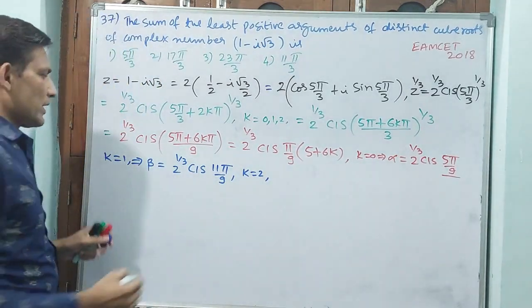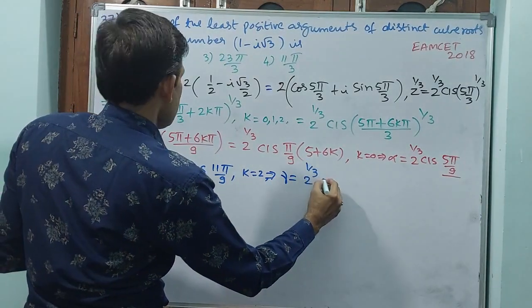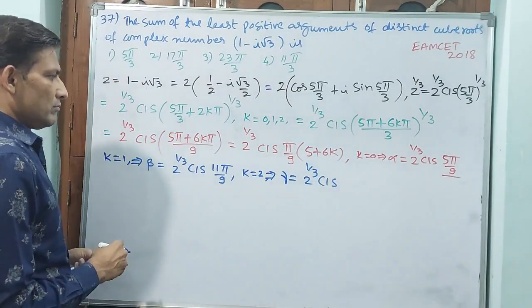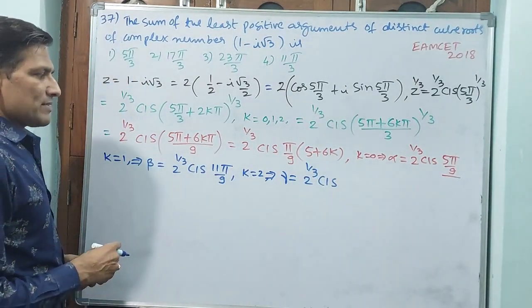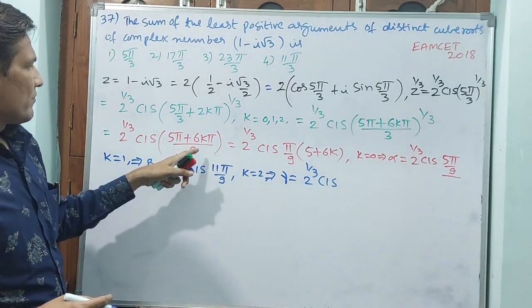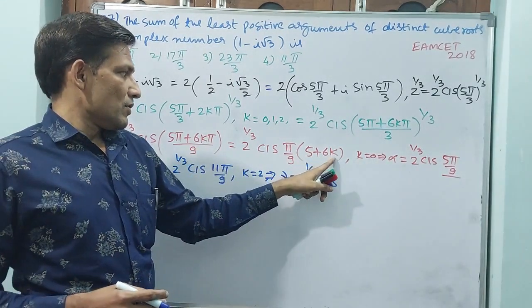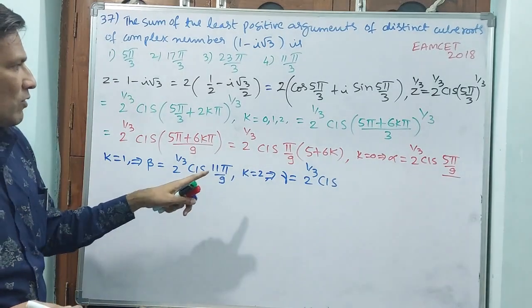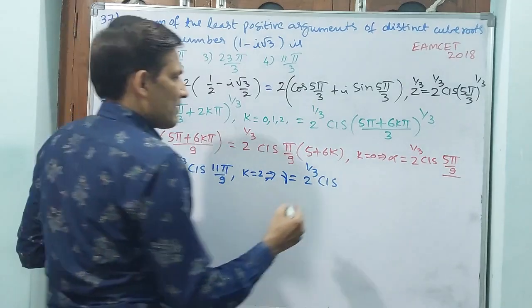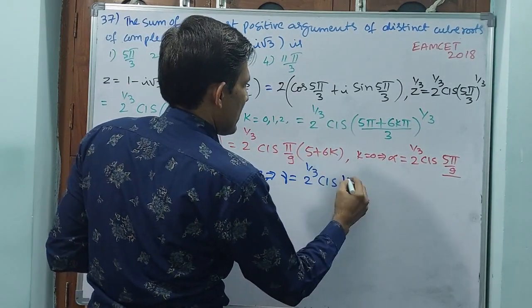K is equal to 2 implies gamma is 2 power 1 by 3 cis 2 if you give 12 plus 5. 0 have given, 1 who have given, then 2 have to give. 12 plus 5, 17 pi, 17 pi by 9.